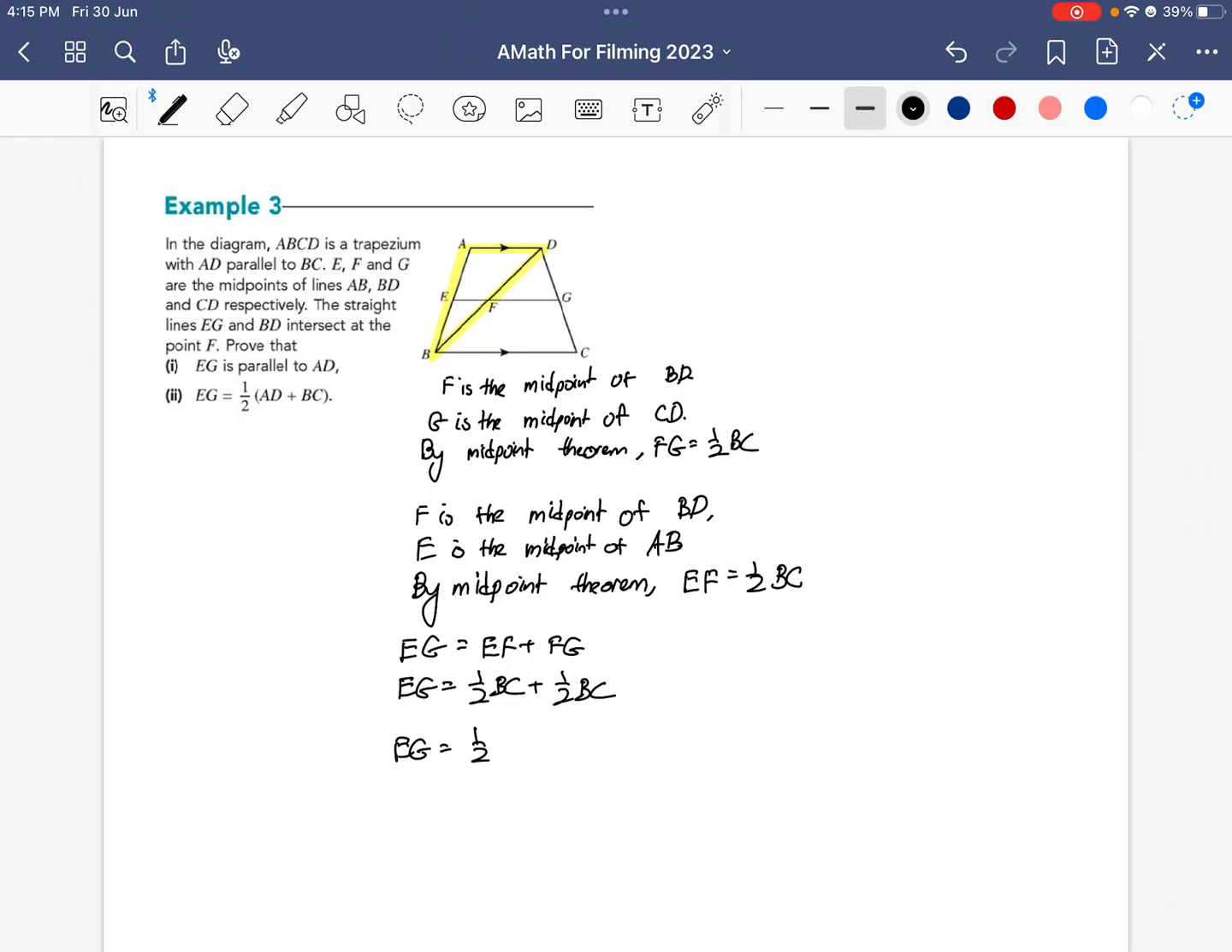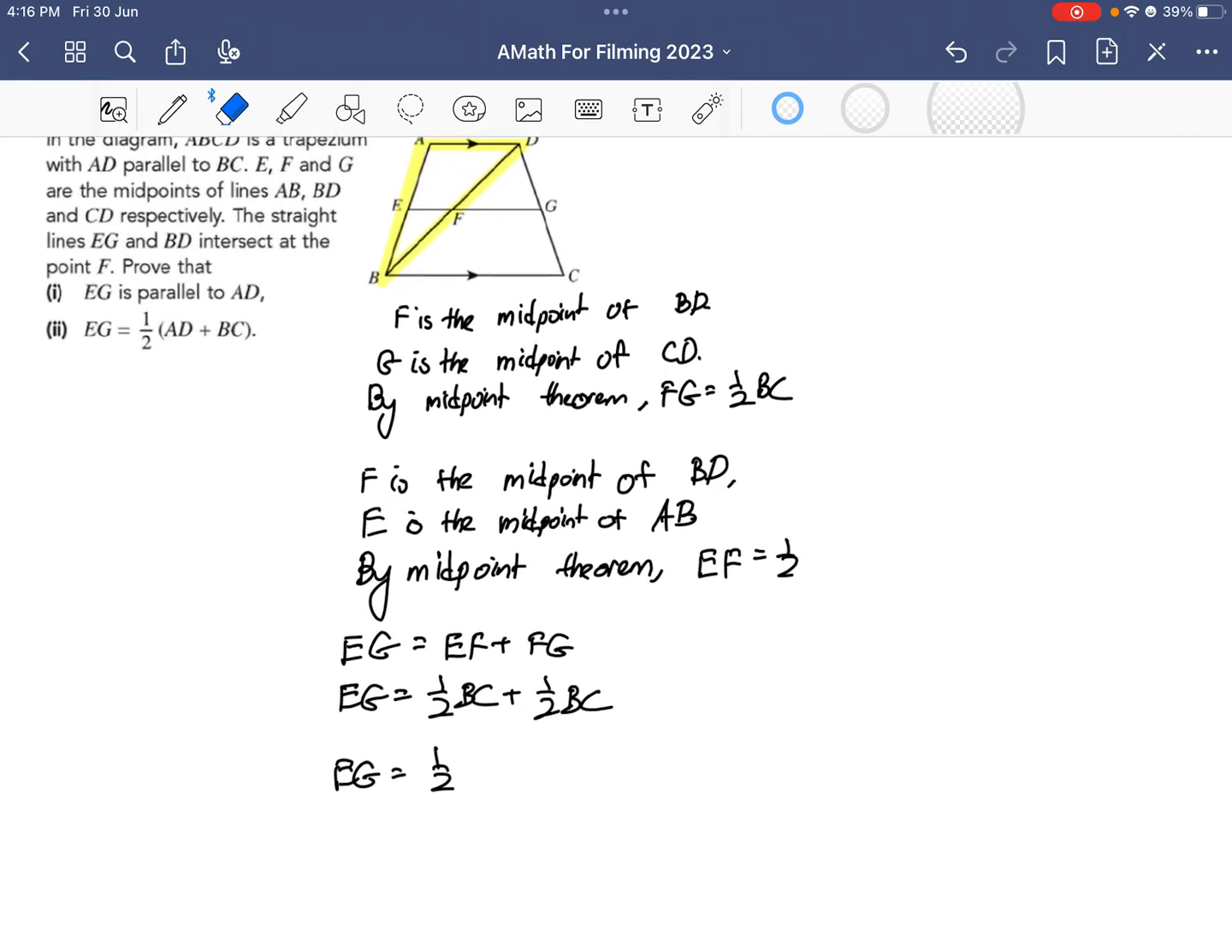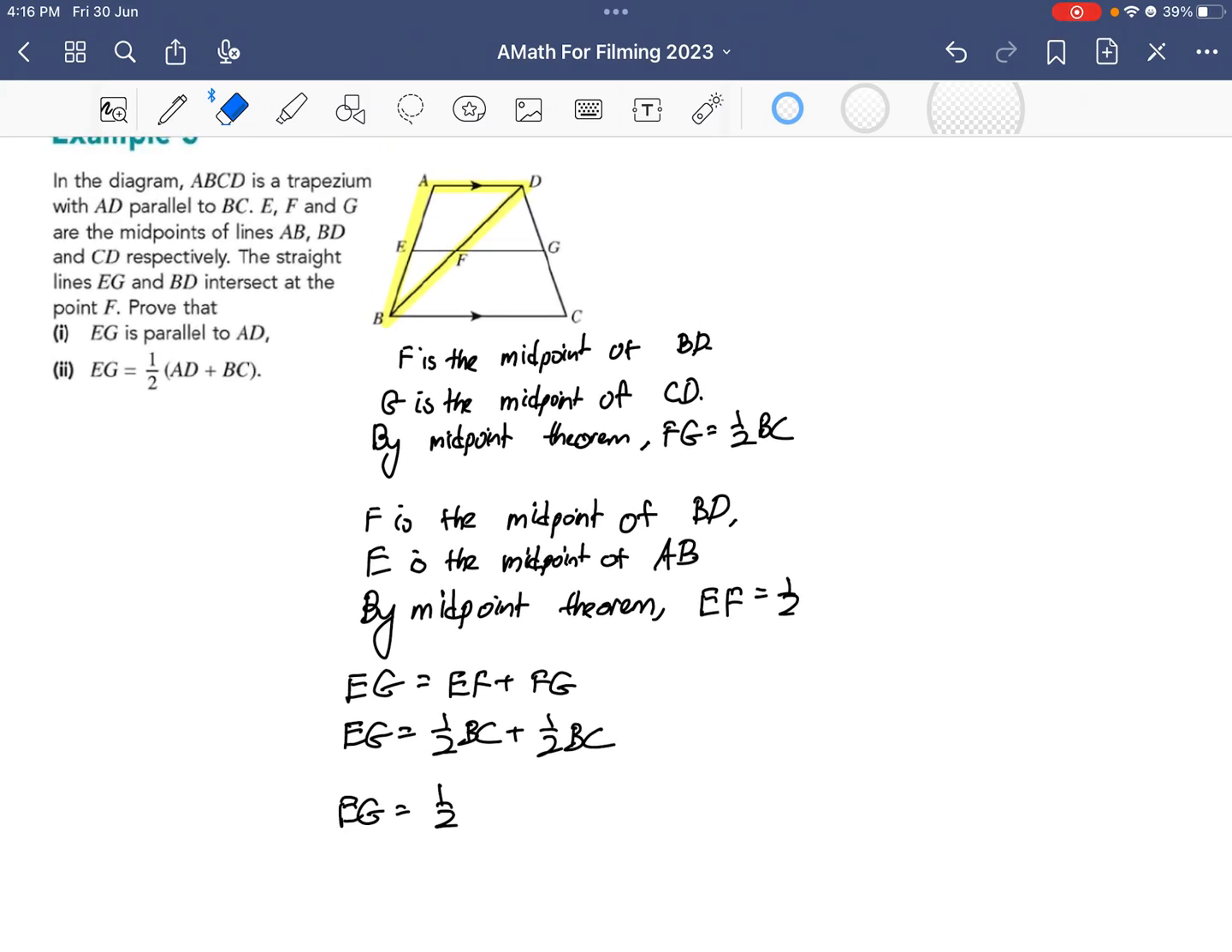Okay, I made some error here, didn't I? Okay, FG is half of BC. I think I made an error here. EF is actually half of... okay, F is a midpoint of BD, then E is a midpoint of AB, so EF is half of AD. My error there.